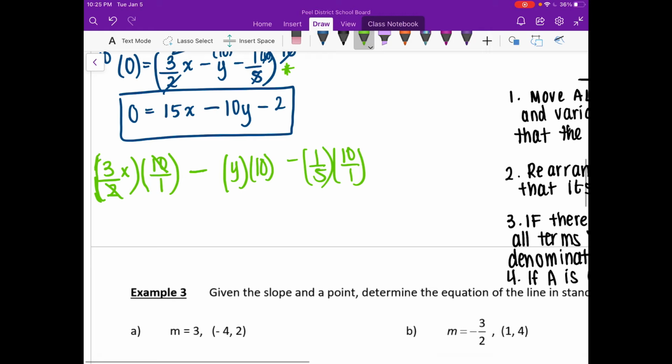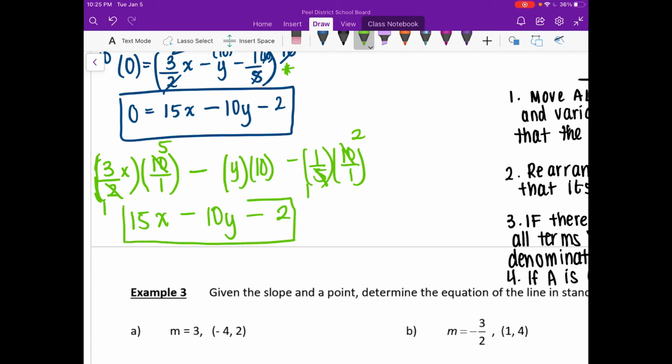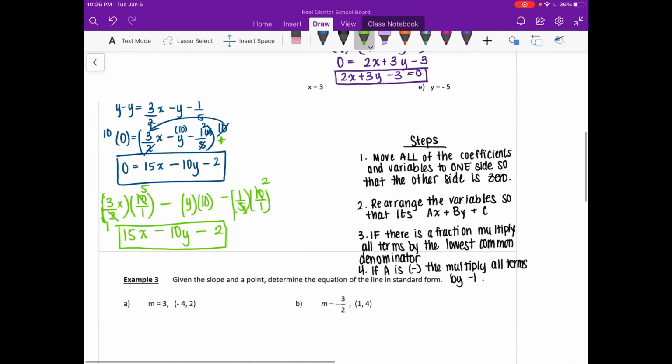I cross these out because I know they both go into each other, so I know that I'm left with 5. So if I have 3 times 5, that's 15. 1 times 1 is just 1, so I'm going to leave that out. Then I'm left with 10y. And then here, I know these two cross each other out, and I'm left with 2 here and 1 here. So I have 2 over 1. So I'm just going to leave it as 2. That's how I got that step, in case you were wondering where it came from.